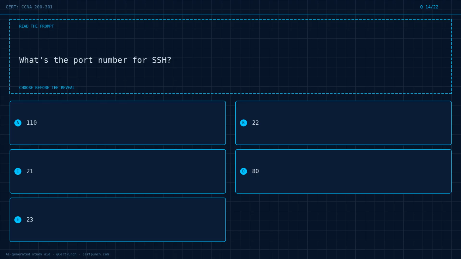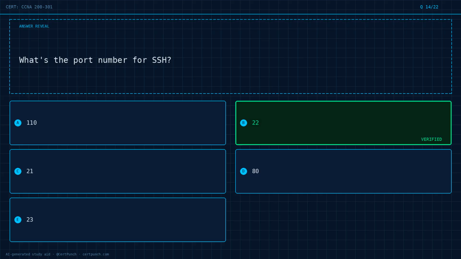Question 14 of 22. What's the port number for SSH? Option A, 110. Option B, 22. Option C, 21. Option D, 80. Option E, 23. Choose the best answer before the reveal. Commit to it now.